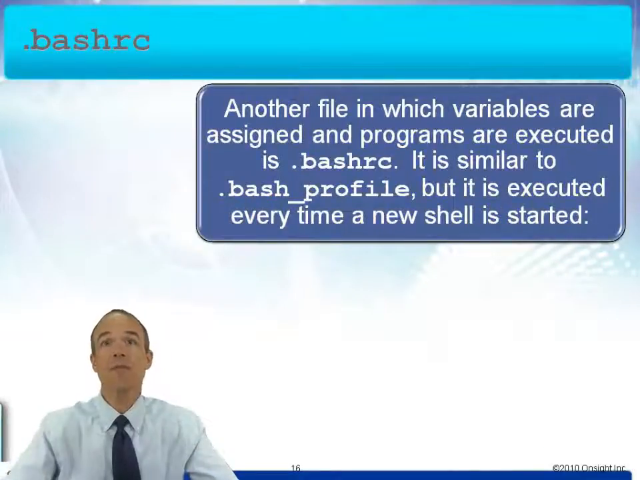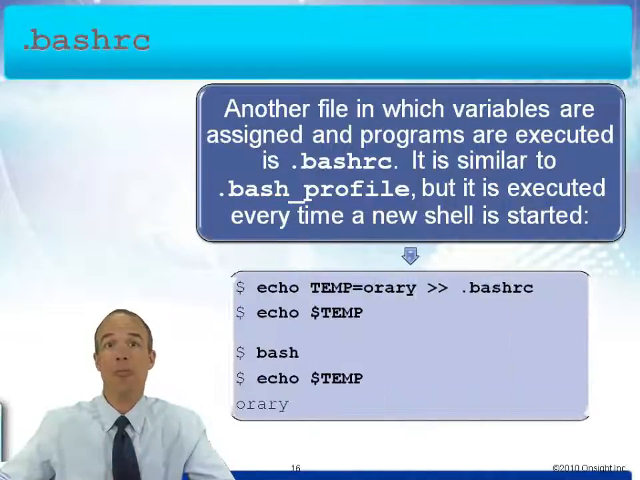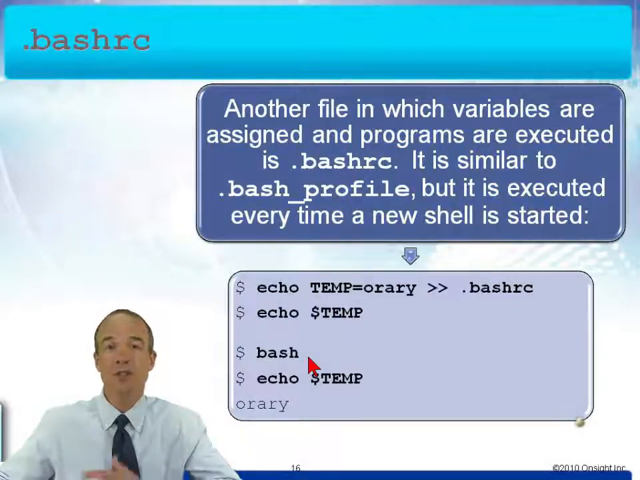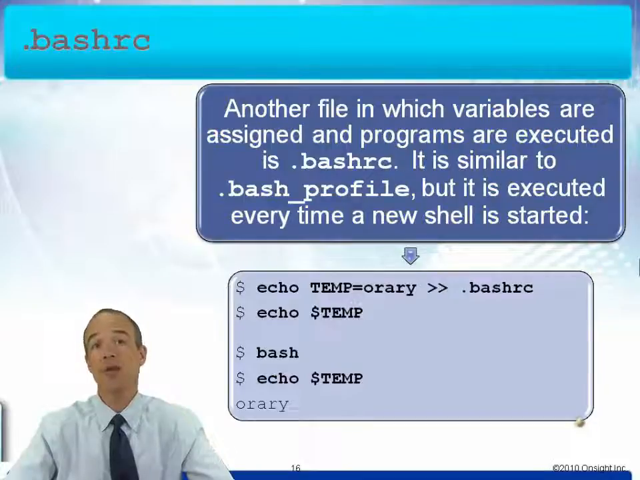Then there's .bashrc. That's another place where variables and programs are executed. It's similar to .bash_profile, but .bashrc is executed every time a new shell is started. So when you start a new bash shell, it runs .bashrc. So here's an example. I'll echo this text, TEMP=orary, into .bashrc, echo $TEMP, run bash. That starts up a new bash shell, and notice that echo $TEMP has been set. So .bashrc is executed every time a new shell is executed.